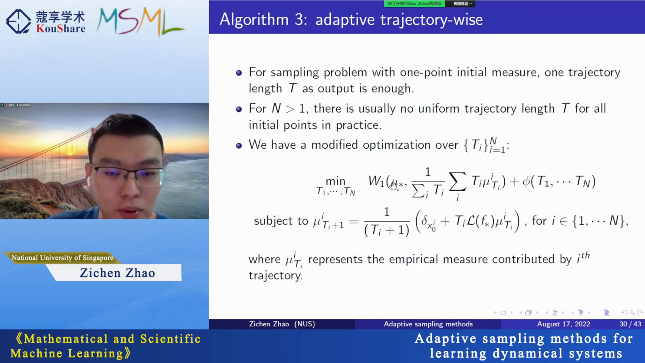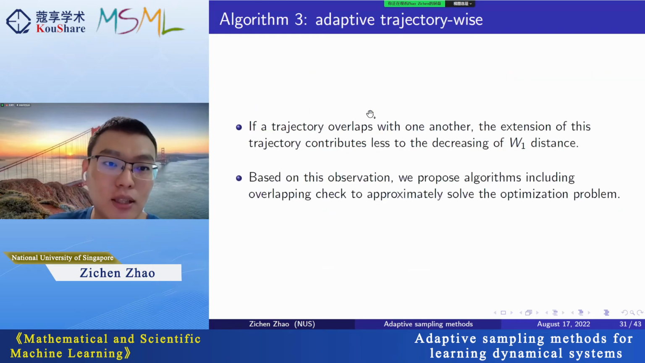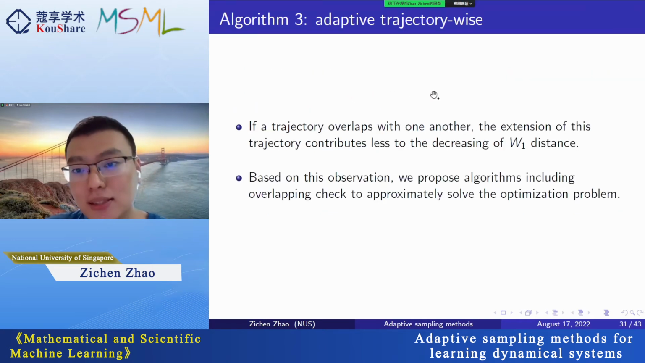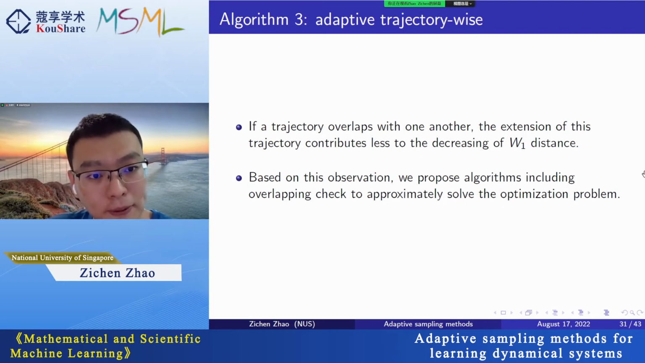Actually, this optimization problem is very hard to solve directly. But we observe that if trajectories overlap with one another, then the extension of the trajectory contributes less to the decrease of the Wasserstein distance, because the overlapped part is already collected by some previous trajectory. So based on this observation, we propose an algorithm including overlapping checks to approximately solve the optimization problem.